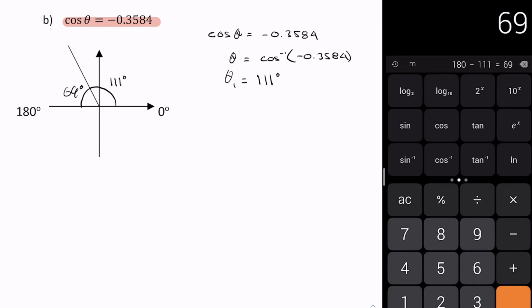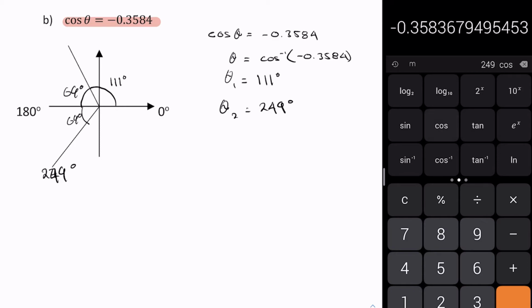That means for cos, where else is it going to be negative? That is going to be in quadrant number 3. I'm going to have to add 69 degrees onto 180, so 180 plus 69 gives me 249 degrees. That is going to give me theta 2. And if I want to check, I take 249 and do cosine, and I get the same value that I had in my calculation.